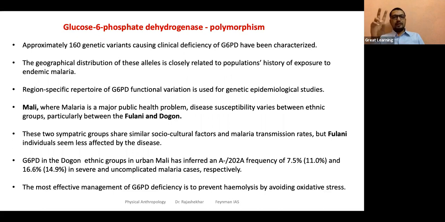That could be because of variation in the G6PD deficiency versions. So they have the same amount of malarial incidence, and they share the same socio-cultural factors. So it could be more genetic factors that are causing the variation here, which could be G6PD deficiency. So population level differences with respect to or in response to disease can be studied using this type of markers.